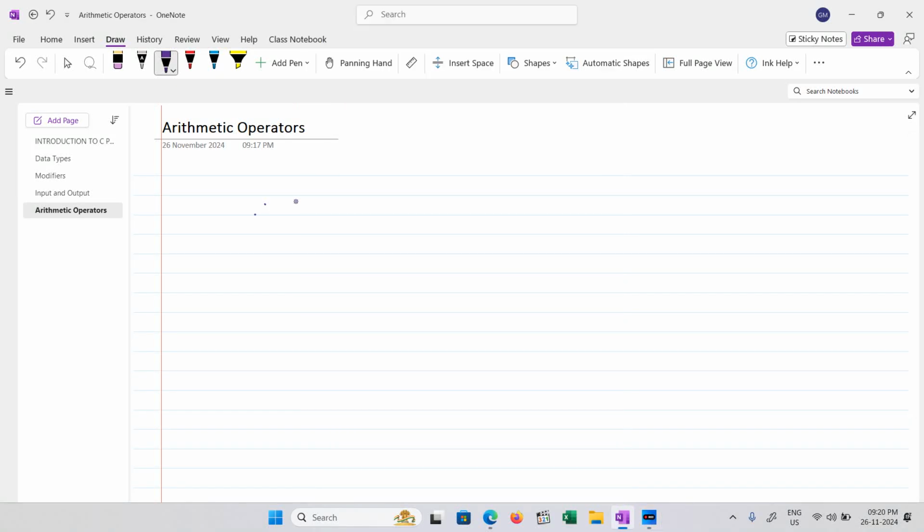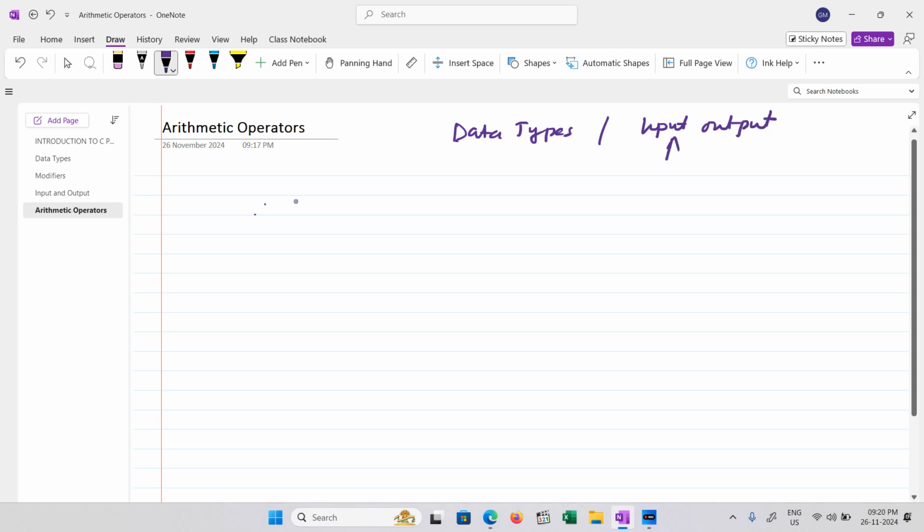And then another lecture of C programming. Till the last lecture, we have covered the very basic part of the C programming. That is, data types we have completed, and we have also seen how to work with the input and output as well. So we completed the input part with the scanf, and output we completed with the printf.